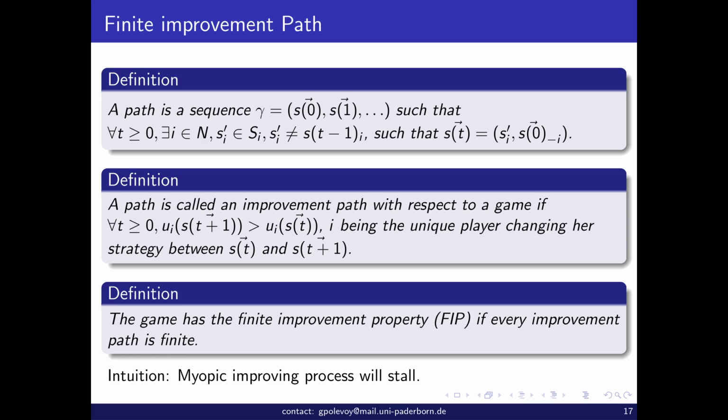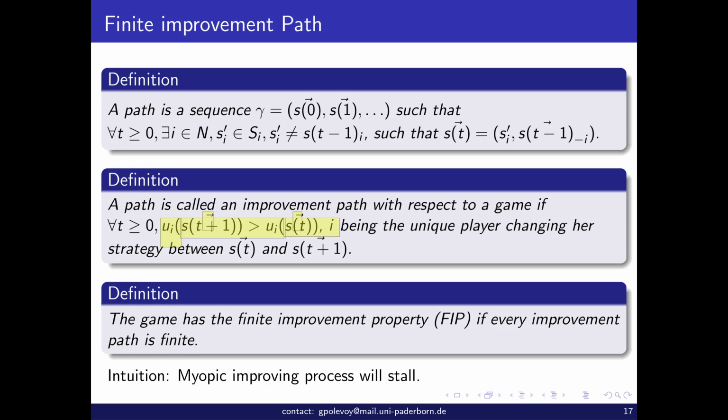Okay, now that's s at t minus 1. Now a path is called an improvement path with respect to a game if for any t, the utility of the unique deviator is strictly increasing. So when i is the unique player changing strategy between s_t and s_t plus 1, the utility of player i is strictly increasing.